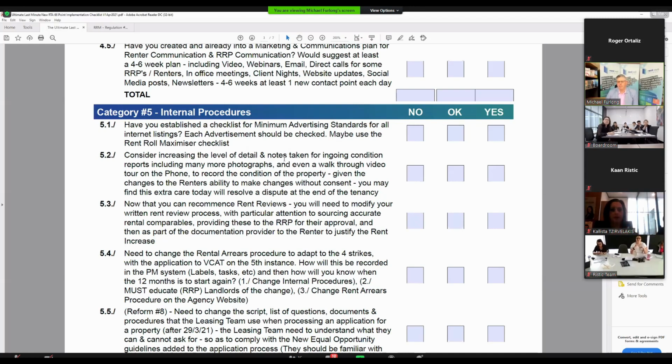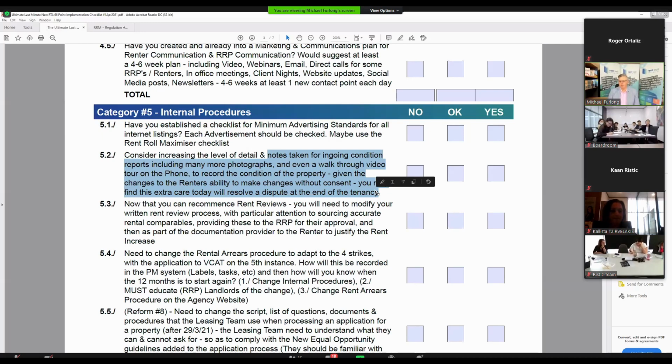The level of detail going on in condition reports. If you haven't already changed your procedures for your condition reports, I've been speaking to a few agencies around this. What I'd suggest is that if you are already taking lots of photographs, for the next little bit, and I'm talking about months, I would also suggest you run with doing a walkthrough video. I wouldn't provide that to the tenant, but I'd certainly keep that on file.